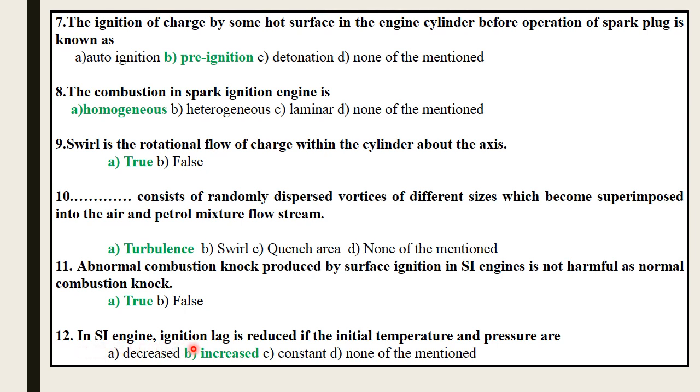12th, in SI engine, ignition lag is reduced if the initial temperature and pressure are: decrease, increase, constant, none of them. So the correct answer is increase. As we know, by increasing the initial temperature and pressure, the combustion temperature increases, and when the combustion temperature increases, the delay period reduces. So this ignition lag is reduced. Correct.